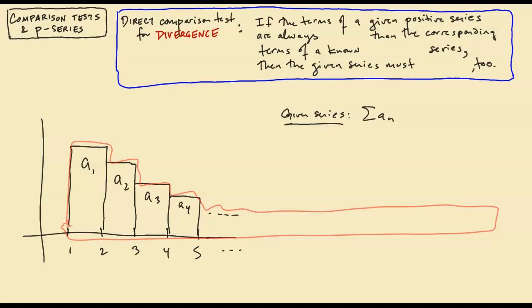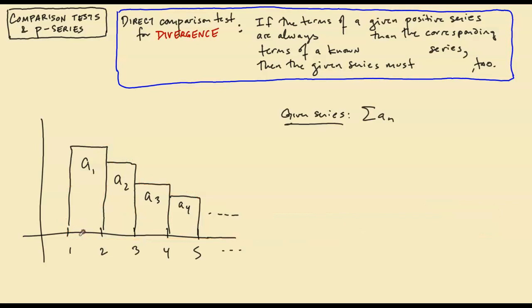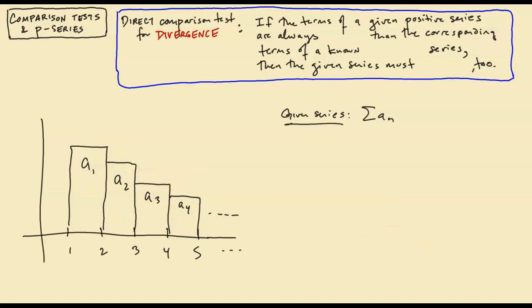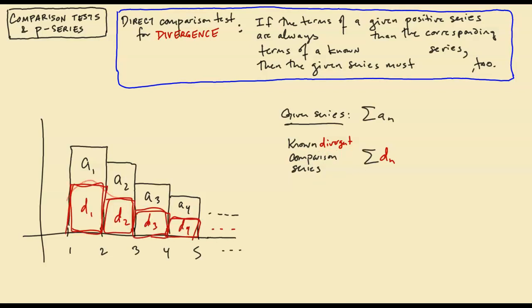It would be infinite if it contained something that was infinite. Because there's no way for something that is finite to contain something that is infinite. If a part of it has infinite area, then the whole has infinite area. So we would be looking for some known comparison series. Let's call it the sum of d_n, d for divergent, some known divergent comparison series whose terms are always less than the terms of the corresponding given series.